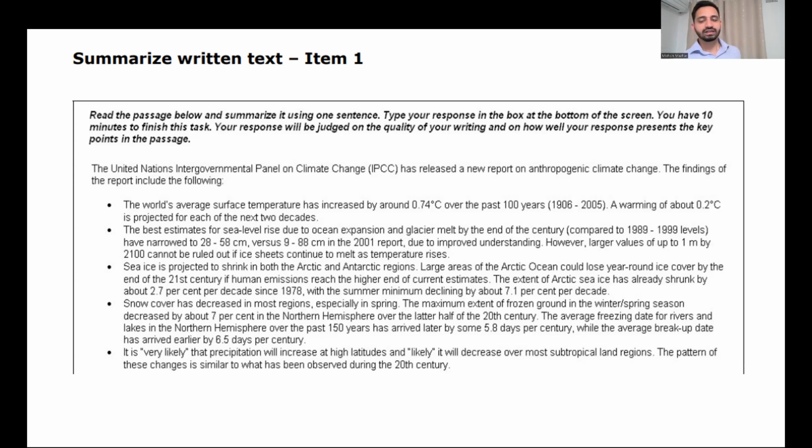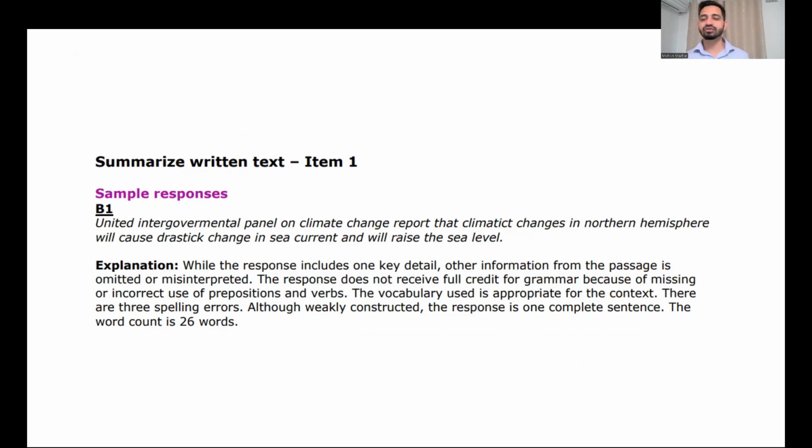So let's look at the summary here. And you don't have to combine everything, but you can summarize it, right? Sometimes you can't really combine the main things, but you can summarize it. So I will show you the B1 level response and how it's written, and I will give you the explanation.